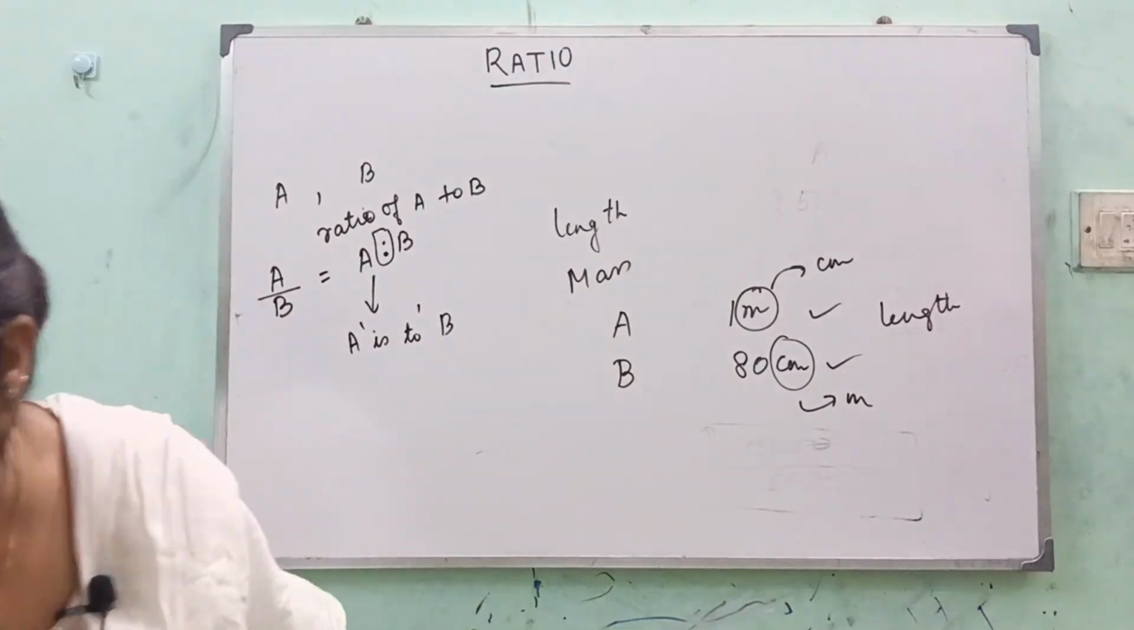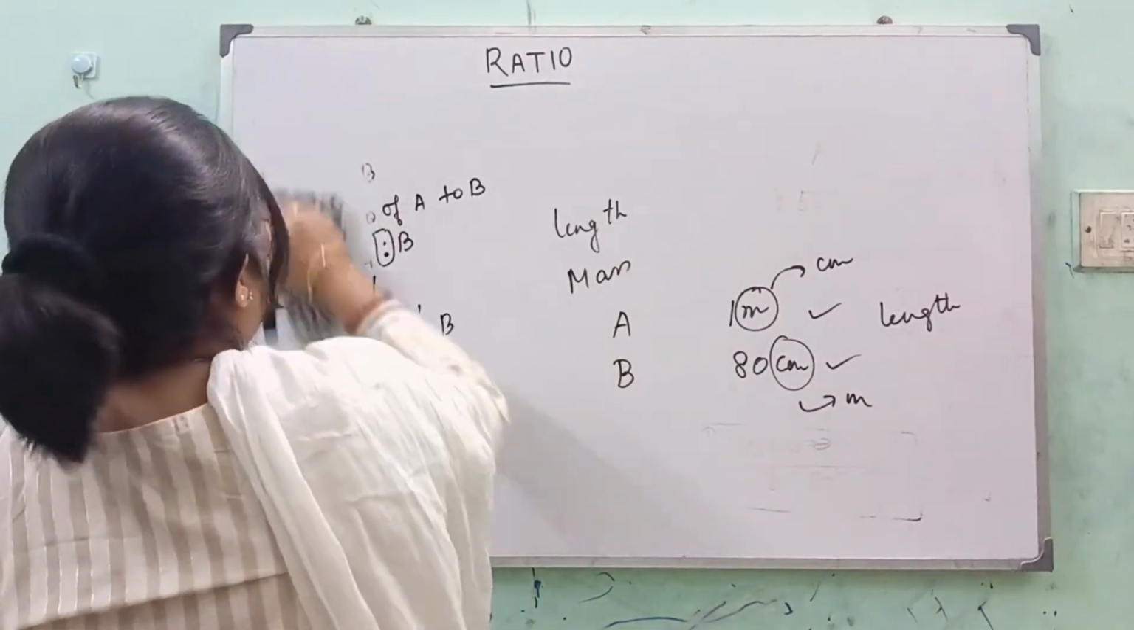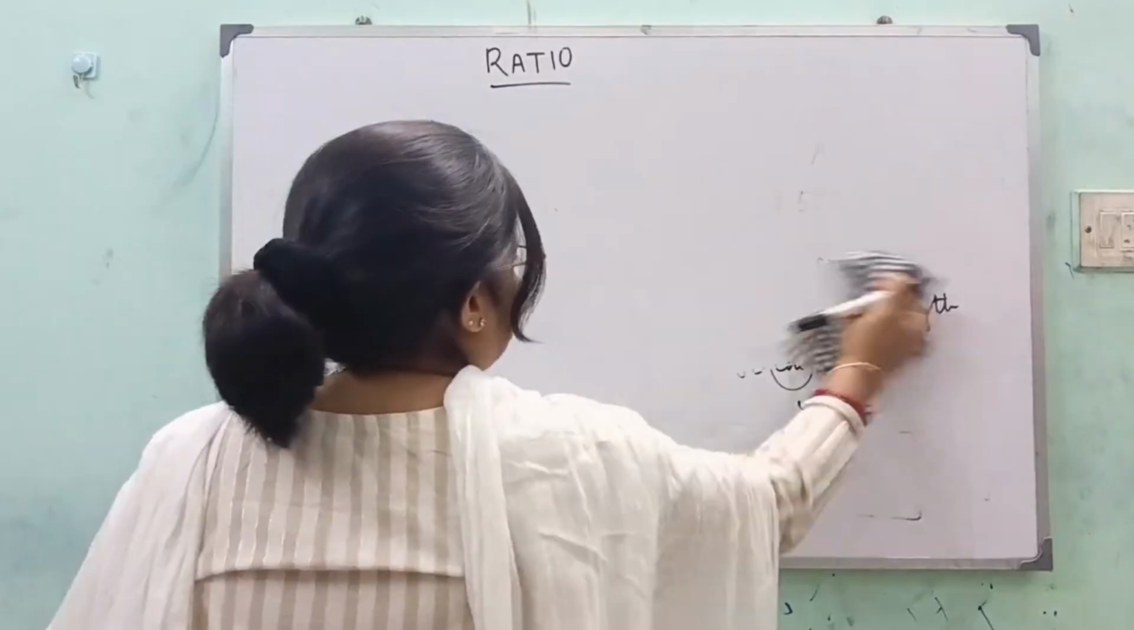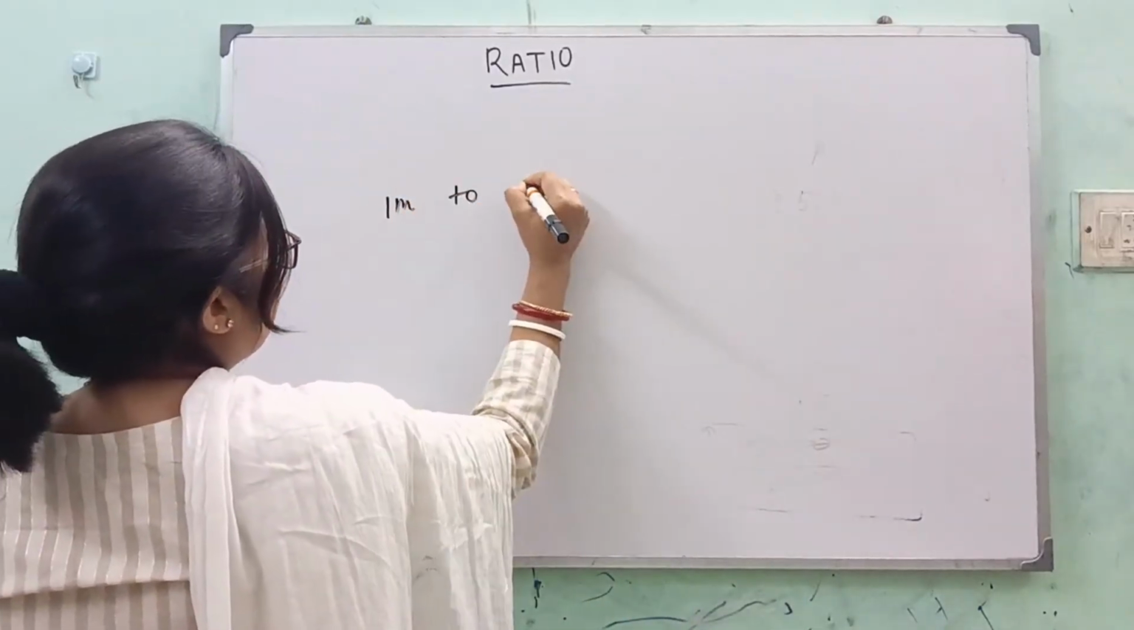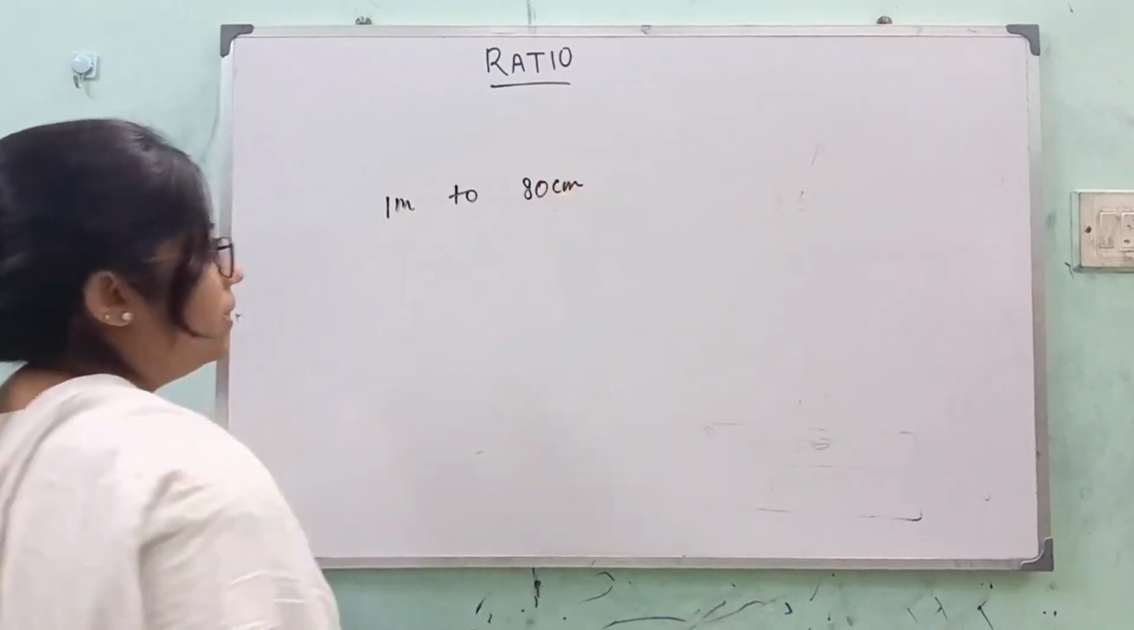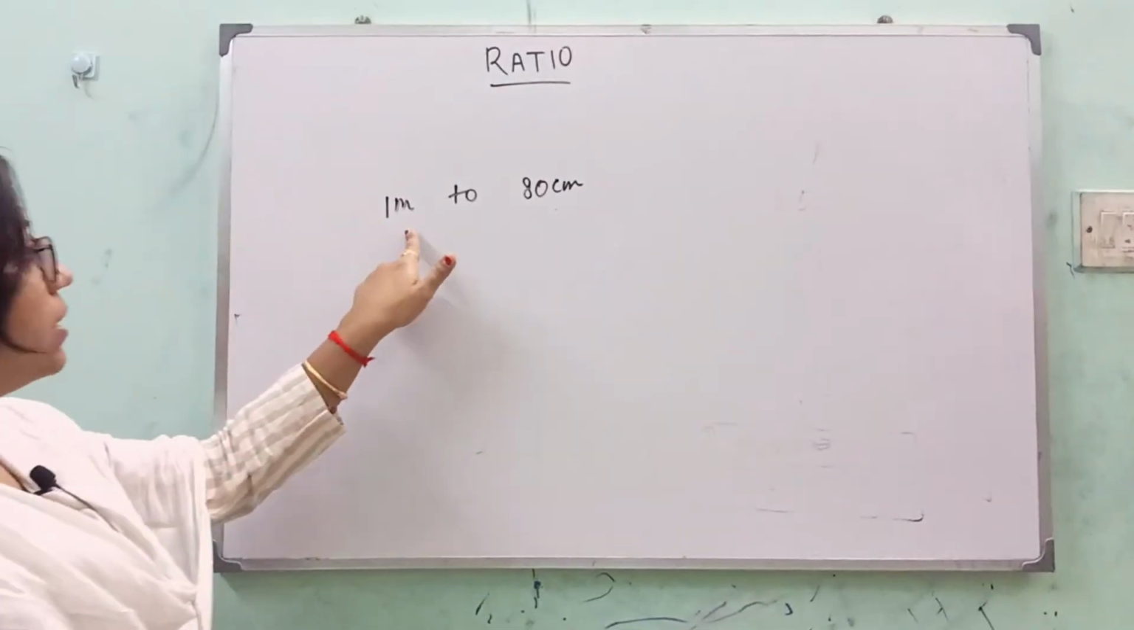Alright, let's take an example. Suppose I want to compare 1 meter to 80 centimeter. So the first thing that we are going to do is convert this.